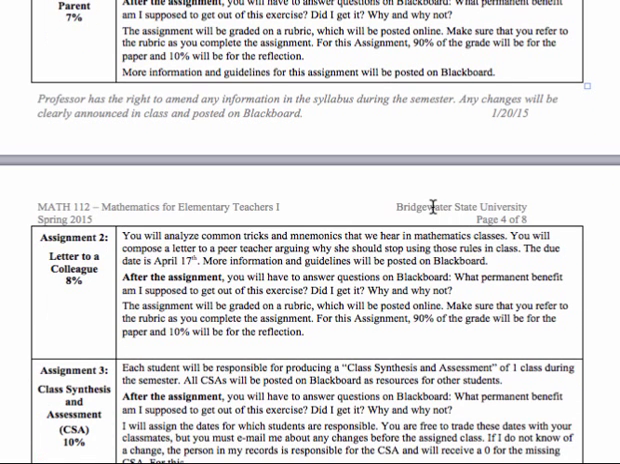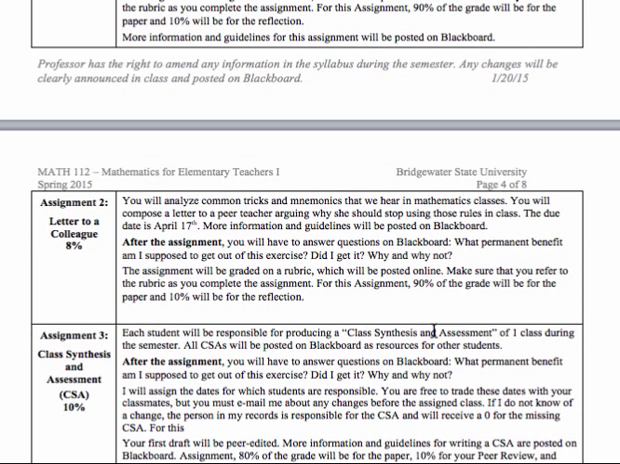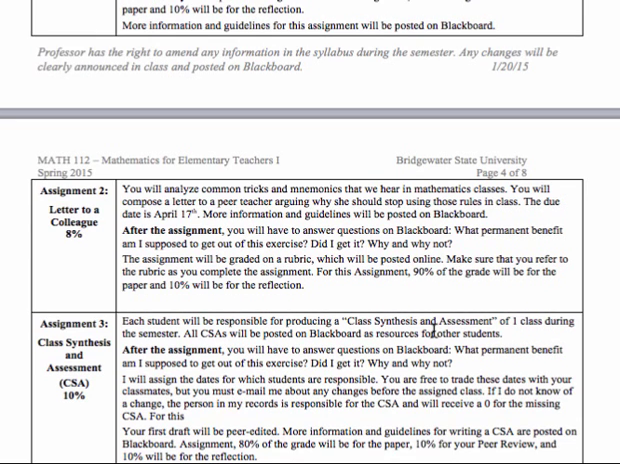Assignment 2 is going to be letter to a colleague. This will be due on April 17th, and much more information will come out about that as we get closer to the date, probably around spring break. And assignment 3 will be your class synthesis and assessment, and there's a whole video on that explaining all of the components of that on Blackboard.